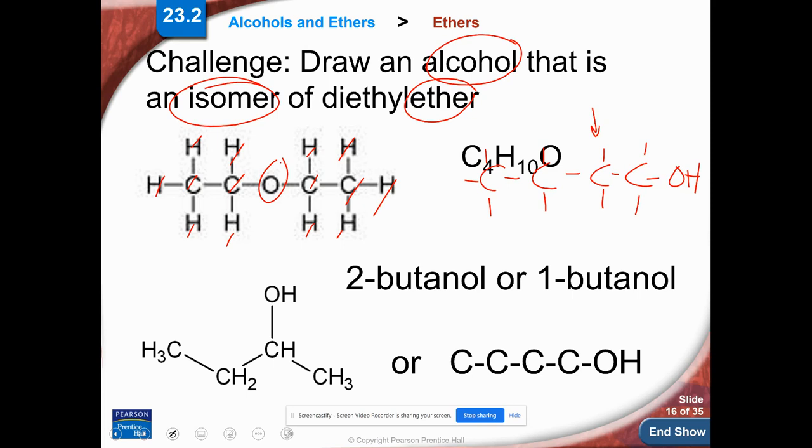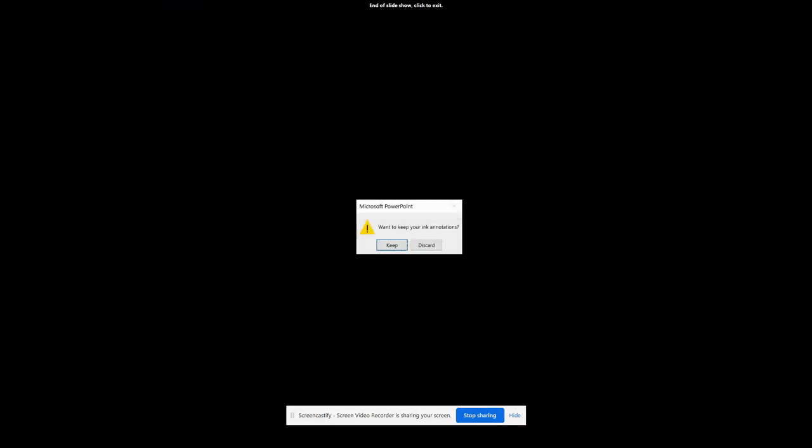And so now let's name the one that I drew over here. It's 1, 2, 3, 4, right? So then that's going to be 4 carbons, which is like butane. Drop the E, add OL, and either carbon number 1 is where the OH is, or carbon number 2 is where the OH is. All right, so that's going to wrap up our notes on ethers and alcohols.